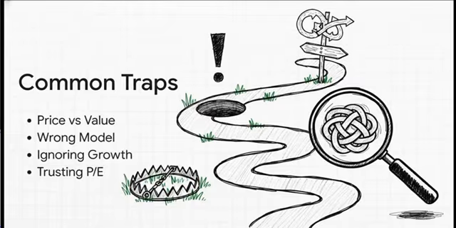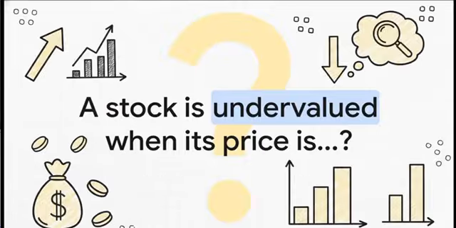First trap, confusing market price with intrinsic value. Don't do it. Second, selecting the wrong model for the company's profile. Like we said earlier, don't try using DDM on a volatile tech startup. Third, ignoring the underlying growth assumptions that actually drive your results. And finally, blindly trusting PE ratios without considering the broader context of the business. Keep your guard up. Let's test you actively right now.